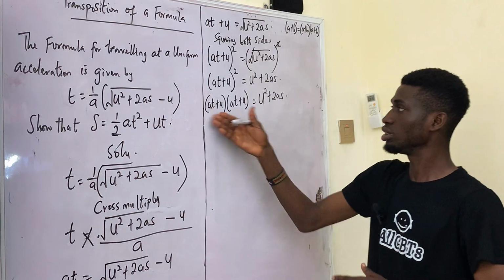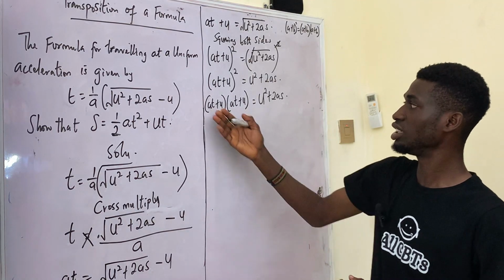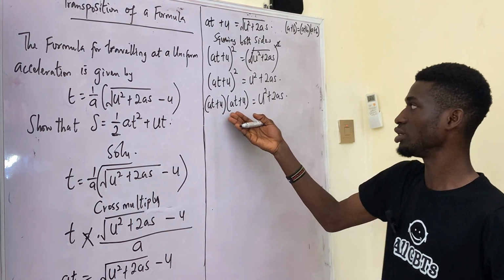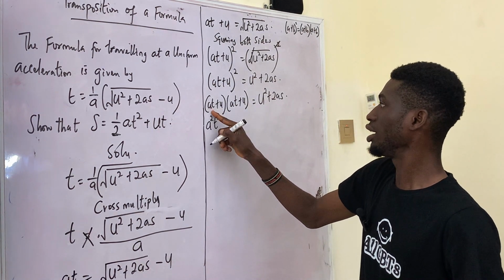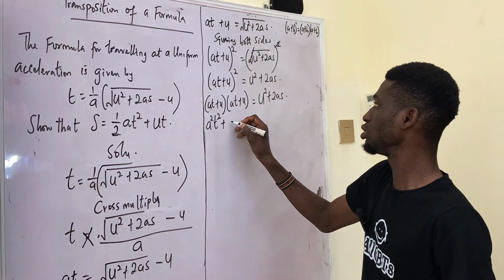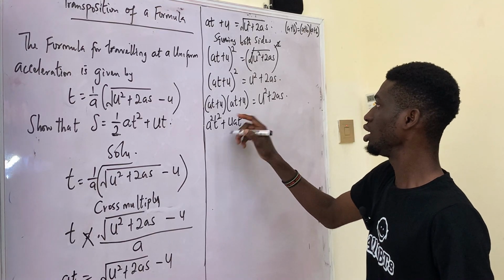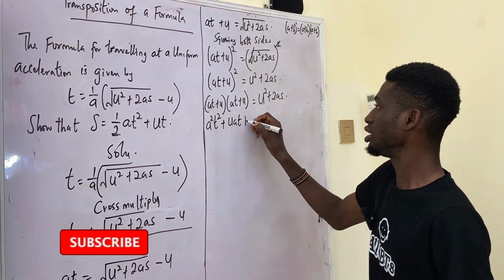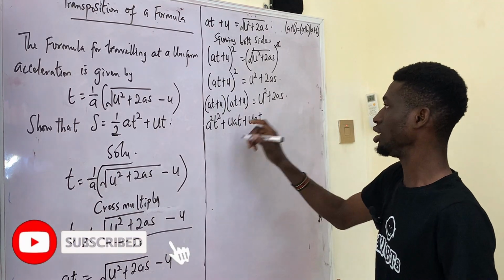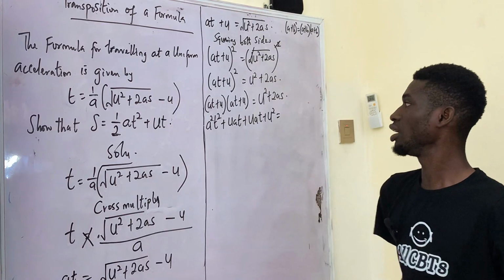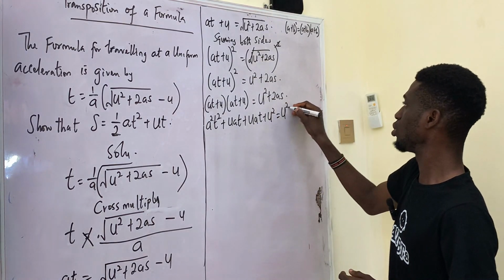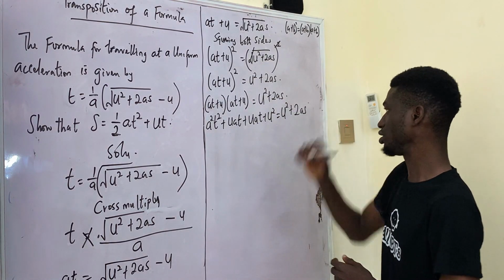So let's open this bracket by using these terms to multiply this term. So here I'm going to have a squared t squared, at multiplied by u. I'm going to have u at, plus u multiplied by at. I'm going to have u at, then plus u multiplied by plus u. I'm going to have u squared. Everything equals u squared plus 2ax.